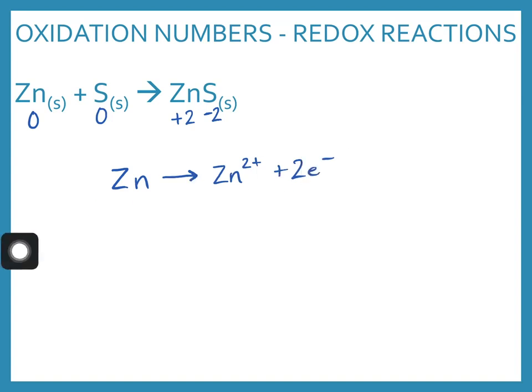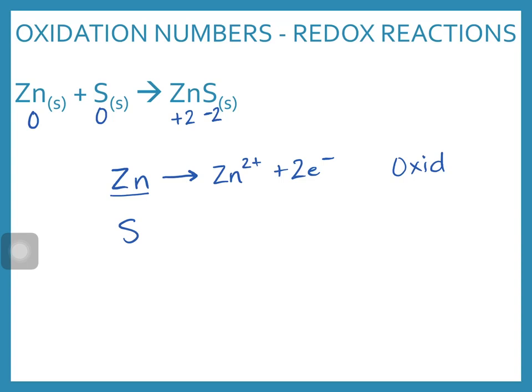So here there is a loss of electrons. If you remember from LEO GER, a loss of electrons is oxidation. So this is my oxidation reaction. So zinc is getting oxidized. It makes it the reducing agent because in losing electrons, it's allowing for something else to get reduced.